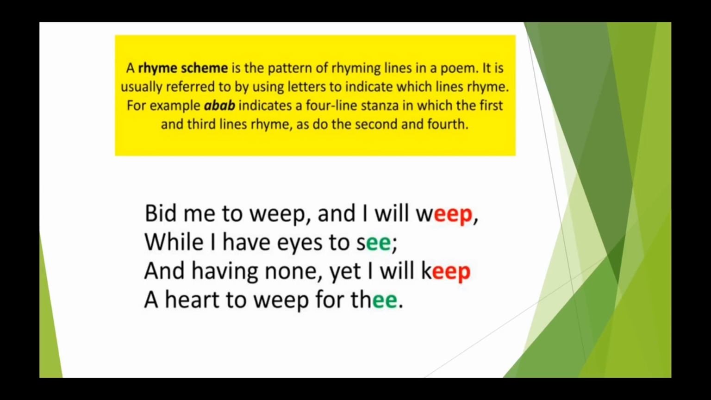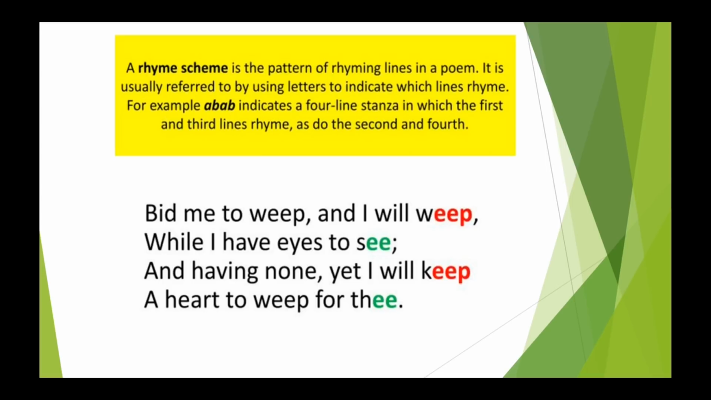A rhyme scheme is the pattern of rhyming lines in a poem. It is usually referred to by using letters to indicate which lines rhyme. For example, ABAB, as we have seen in the last slide, indicates a four-line stanza in which the first and third lines rhyme, as do the second and fourth. So, let us find out the rhyme scheme of this poem.